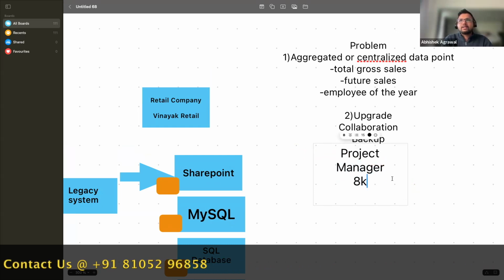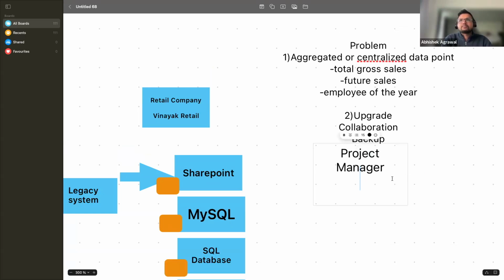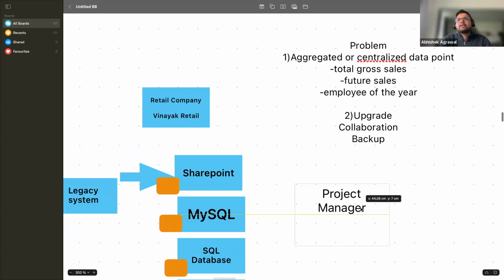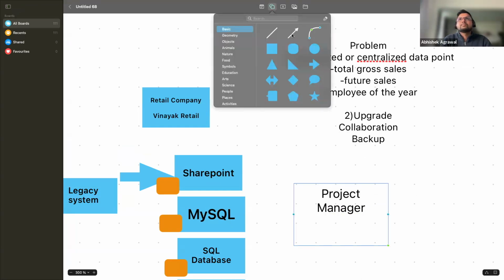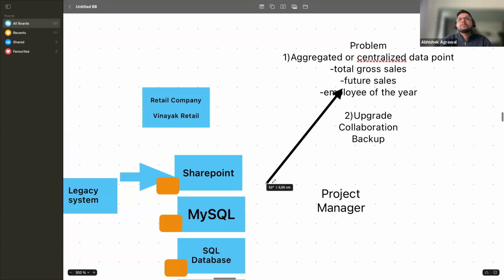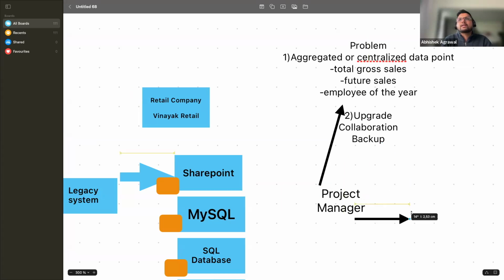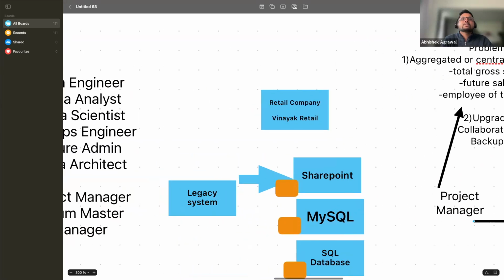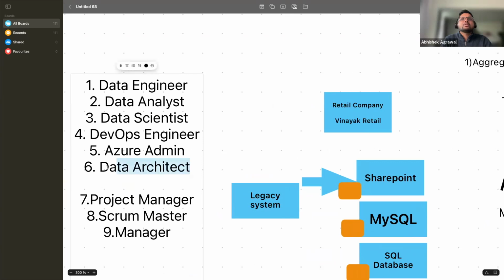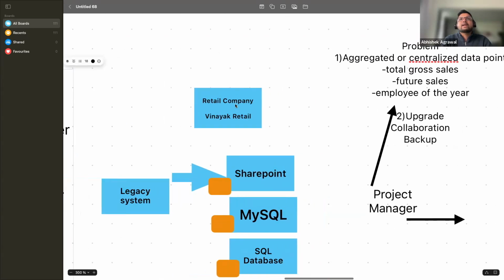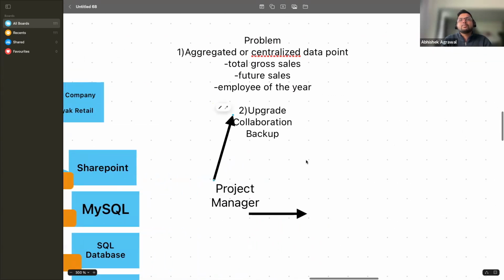The project manager knows the business and will listen to his business problems, the problems which Vinayak Retail has. Then the project manager will communicate all of these problems to a solution architect. He will reach out to the data architect, the solution architect, and say, hey, this is the problem Vinayak Retail has. Now, how do we solve it?